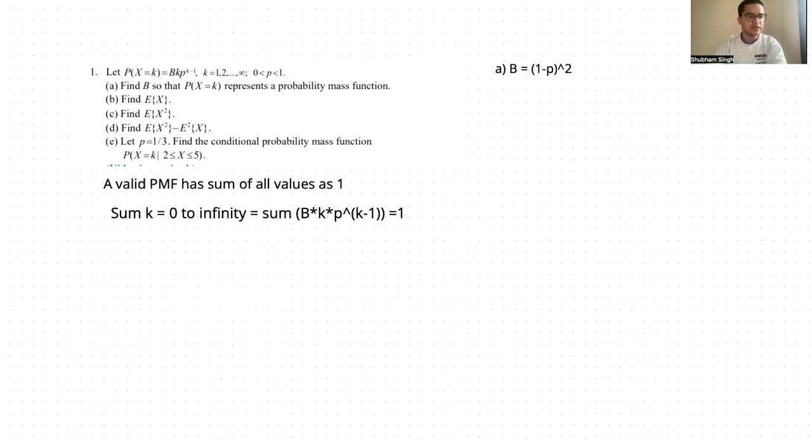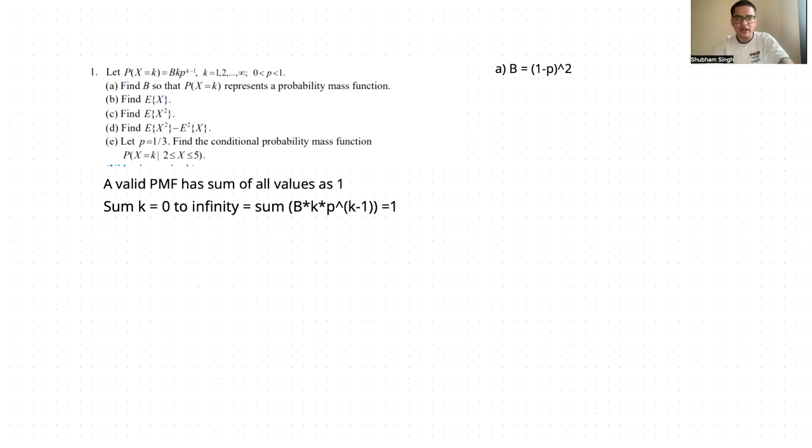The next question is to find the expected value of x. Since we have found the value of b, we can continue to use it. So our new function is P(X = k) equals (1 minus p) whole square into k into p raised to k minus 1, by substituting the value of b, of course. Let's start solving the second problem, the expected value.